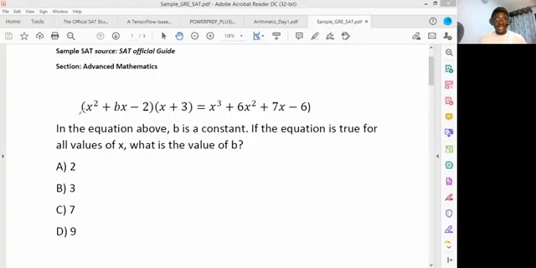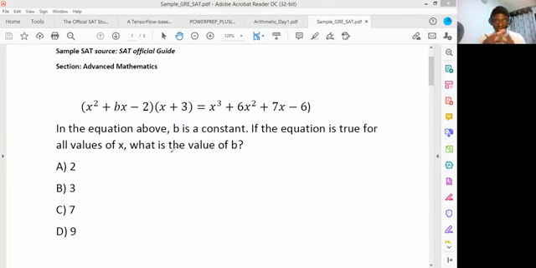All right, so this is the advanced mathematics section on the SAT. This question right here. It says, here we have an equation, and it says, in the equation above, b is a constant. If the equation is true for all values of x, what is the value of b? So, how would you approach this question?